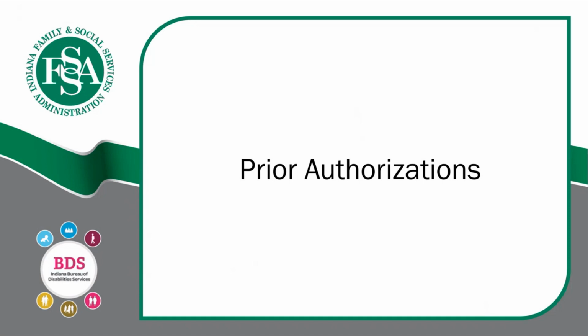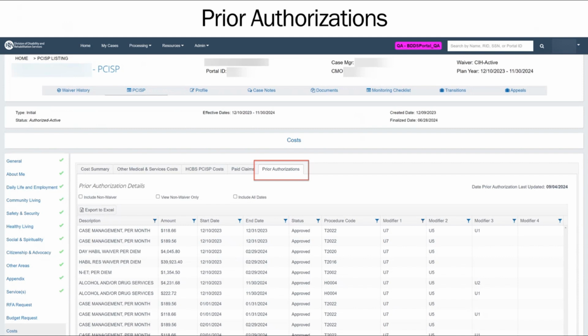Now that we have completed our overview of the Paid Claims tab, let's move on to the last tab of the cost screens, the Prior Authorizations tab. The Prior Authorizations tab defaults to display only waiver prior authorization details for the selected PCISP year. The information that appears on the screen can be exported to Excel using the Export to Excel button.